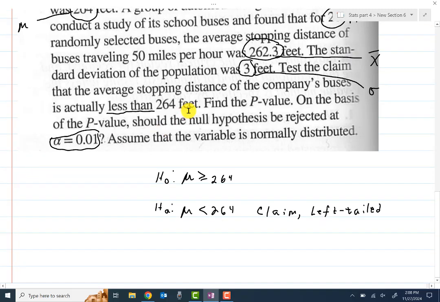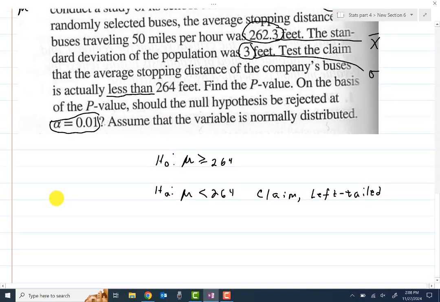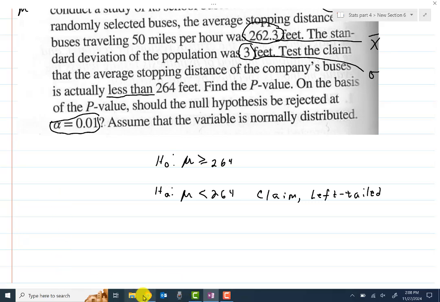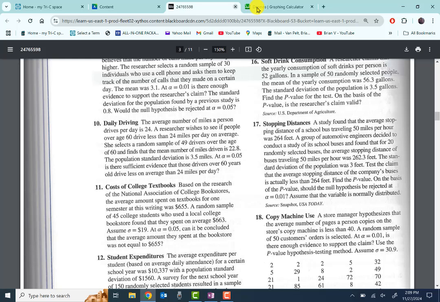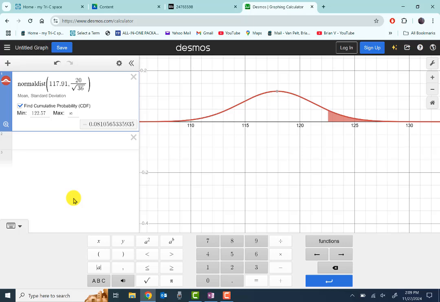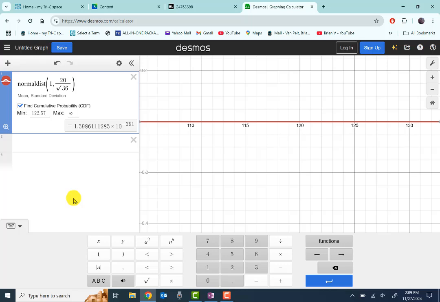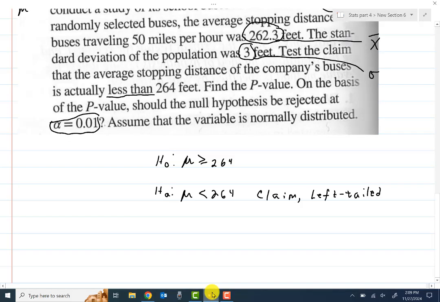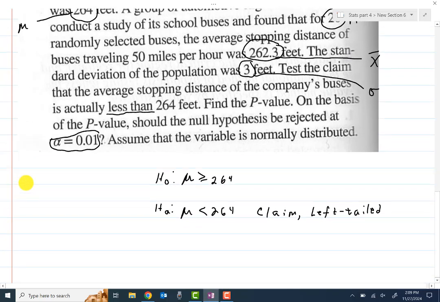Now I'm going to go and put these things in. So when I go and do, where'd it go? Let me come back over to Desmos. So now the mean that we're using here is 264. The standard deviation was listed as 3. Now, how many buses were there? 20.